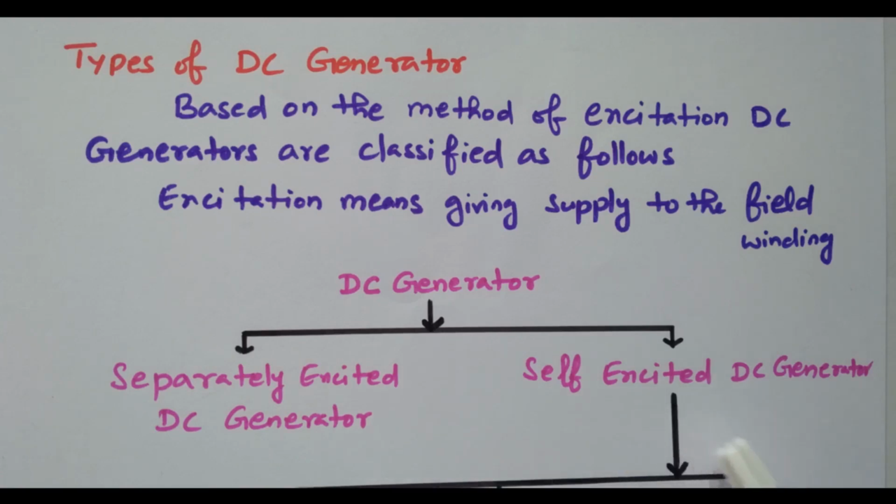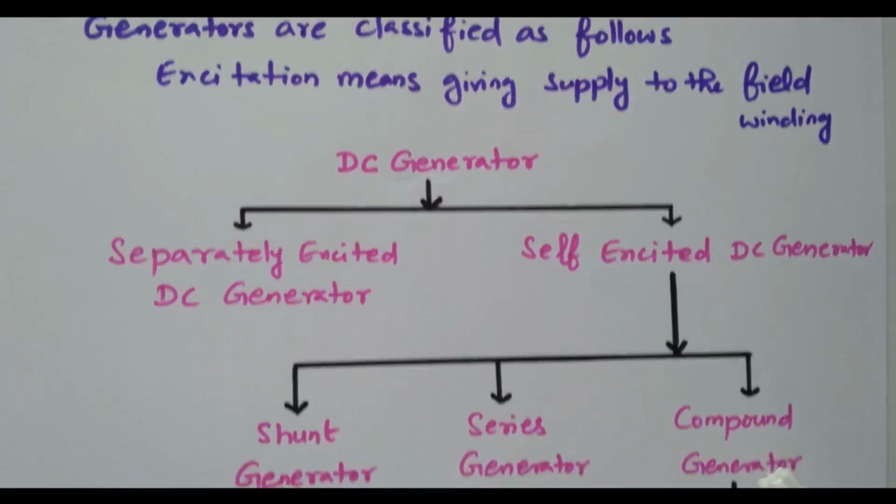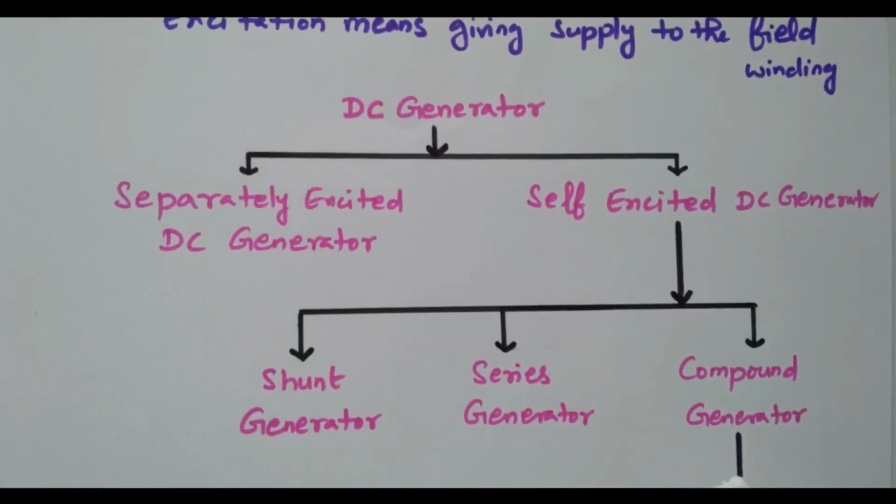The self-excited is again classified into three different types, based on how the armature winding and field winding are connected. If it is connected in series, it is a series generator. If it is connected in parallel, it is a shunt generator. If it has both shunt winding as well as series winding, it is a compound generator. The field winding is connected in series here, in parallel here, and here both in series as well as parallel.